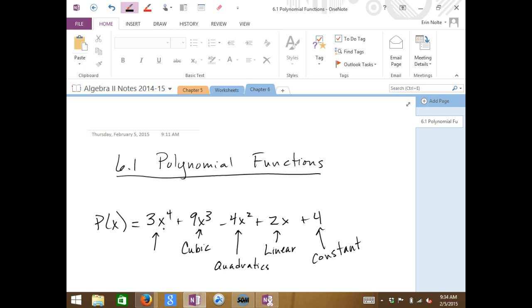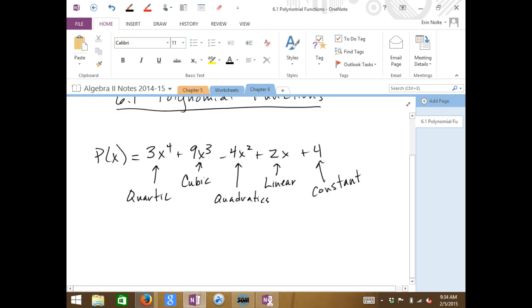Close. Quartic. Okay, and then anything above 4, they kind of stop giving them cool names and just say 5th degree, 6th degree, 7th degree, 12th degree. Then they just name it that way. You also have to be able to say how many terms each polynomial has.